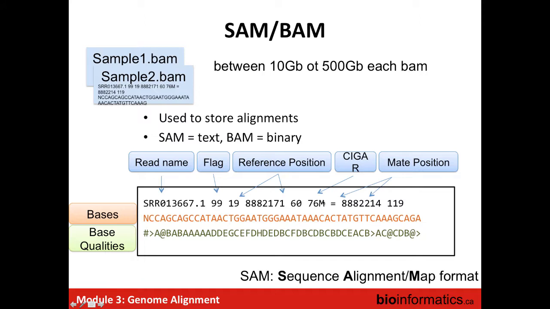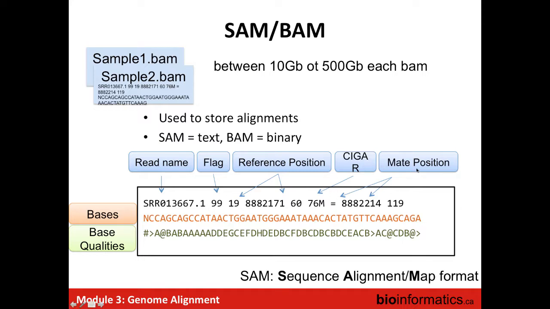Then you will have a CIGAR value. The CIGAR value describes how the read is mapped. I will go through that in more detail during the practical, but here, for example, 76M means 76 matches. That means the read is 76 bases long, and all of the read has been matched to a position on the genome. Be careful, it doesn't mean that it's a perfect match. Match means that it corresponds to the same position, but it could be a variant.